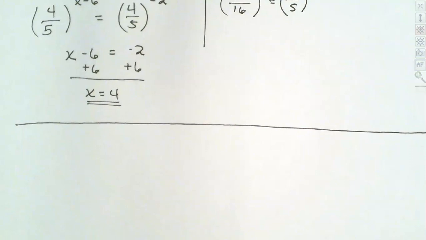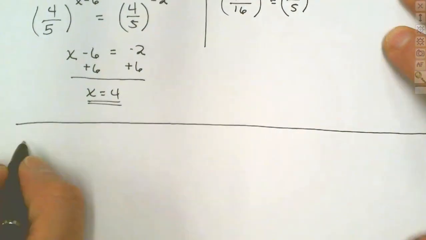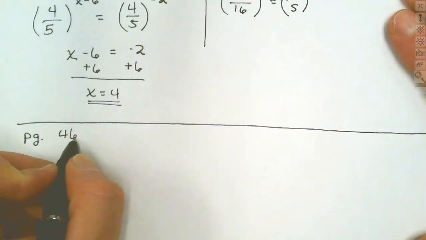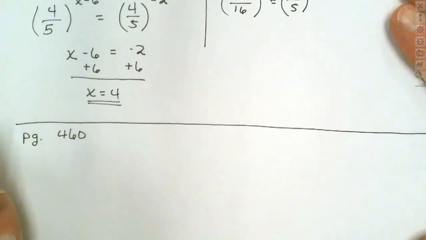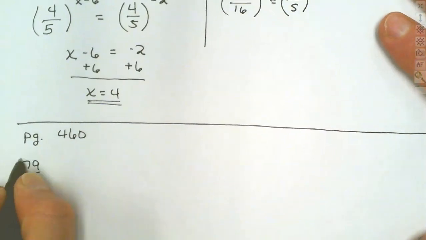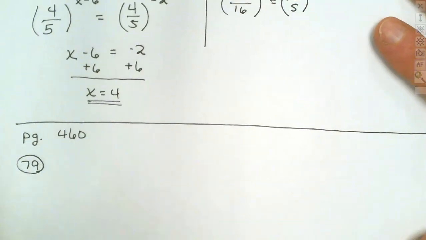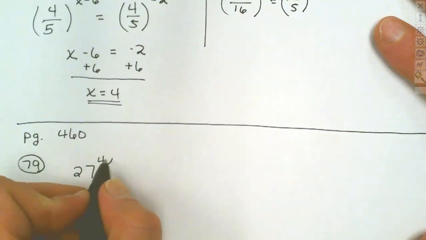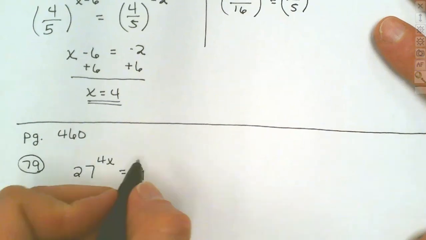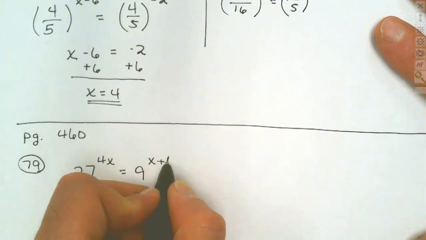Oh, let's look at some easier ones here. This one's a little bit different too. How about we look at this one? And this, if you want to look in your textbook, if you don't, that's fine. I'll write it up. This is going to be on page 460. We're going to look now at question 79. And for question 79, we've got 27 to the 4x power equals 9 to the x plus 1 power.